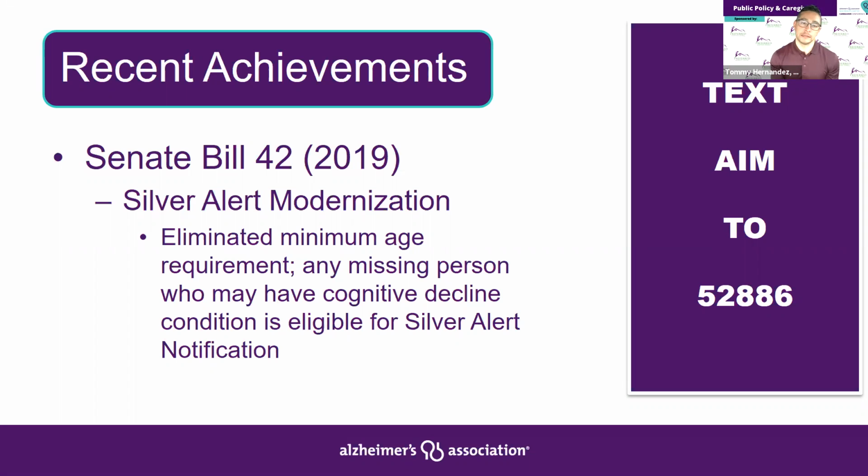Well, number one, it eliminated the minimum age requirement. Whenever somebody was reported missing, they had to meet an age requirement, even if they had Alzheimer's dementia. Well, we felt that definitely needed to be modified. So we were successful in including that in the bill. So now any missing person who has any form of cognitive decline is now eligible for that Silver Alert notification.